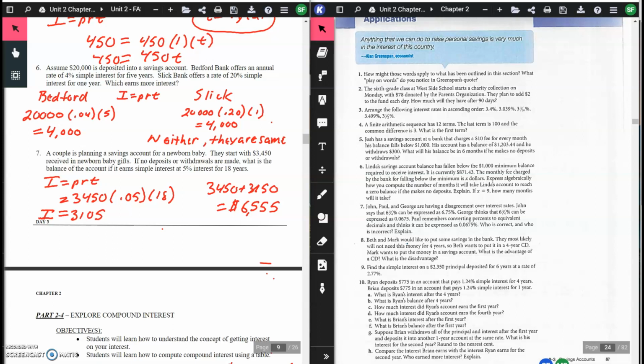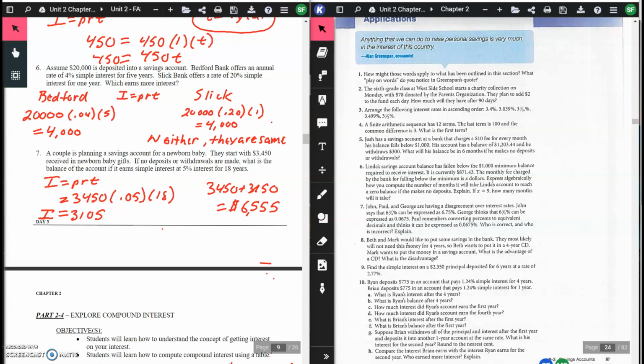Slick Bank, on the other side, is $20,000 initial deposit times 0.20, or 20% for your rate, times your time is 1 year. Multiply all those together, and you get $4,000 again. So notice Bedford after 5 years is equal to Slick after 1 year, so neither earns more interest. They are the same amount of interest.